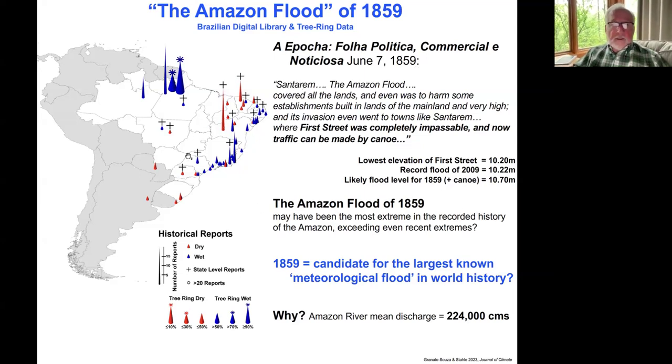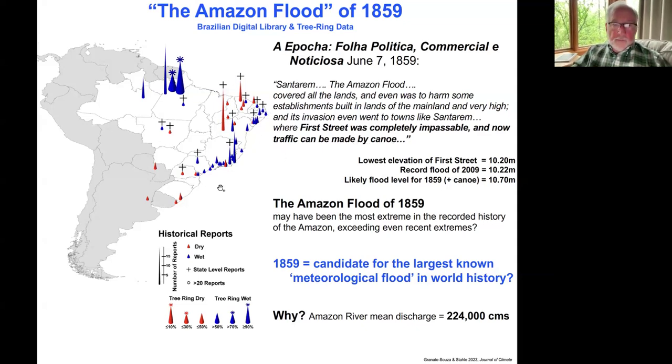Oh, I didn't explain the symbols on here. I'll get to that in a second. Here it says Santarém, the Amazon flood covered all the lands and even was to harm some establishments built on lands on the mainland very high. And its invasion went to towns like Santarém, where First Street was completely impossible. And now traffic can be made by canoe.